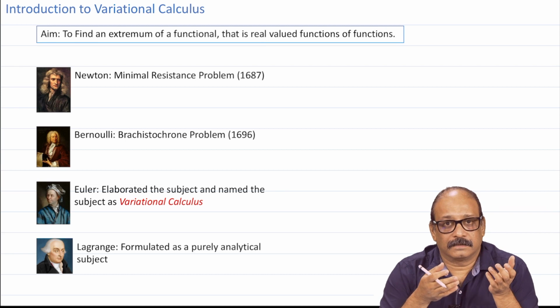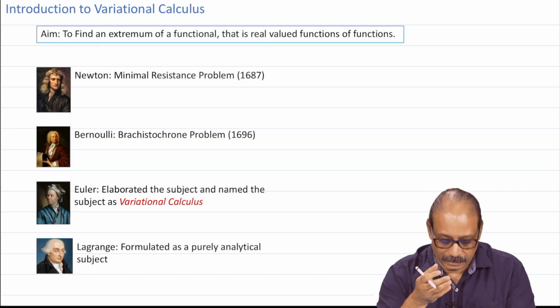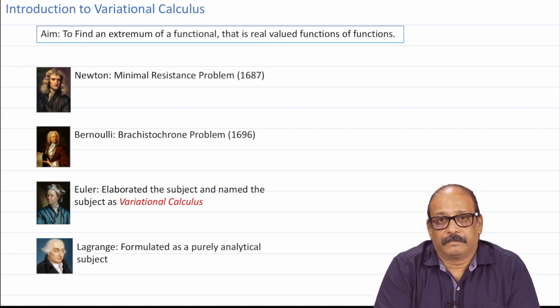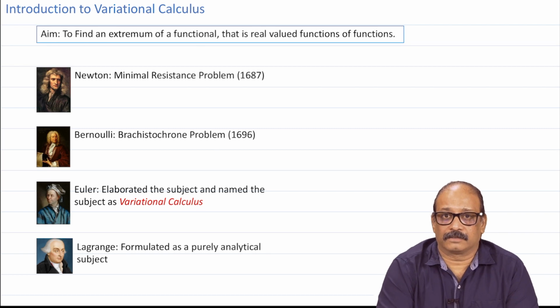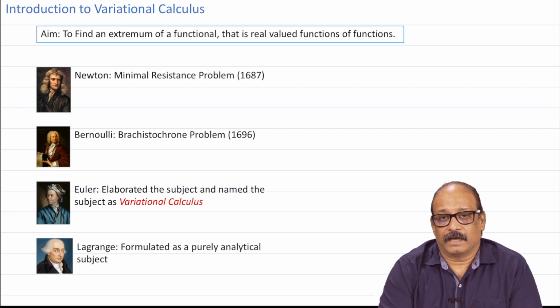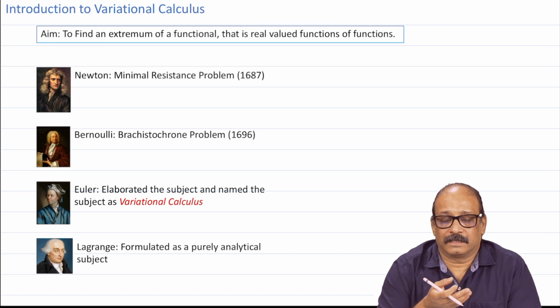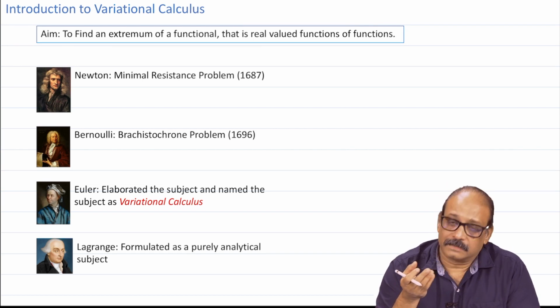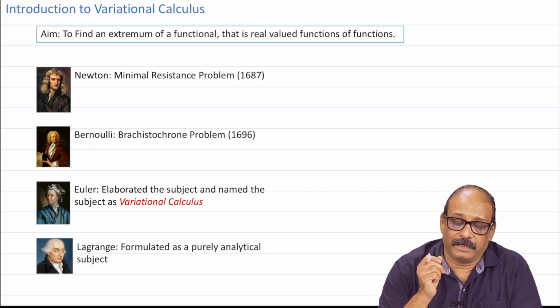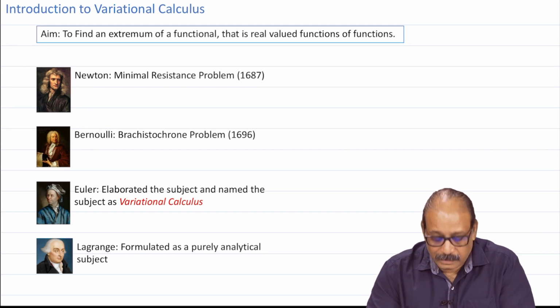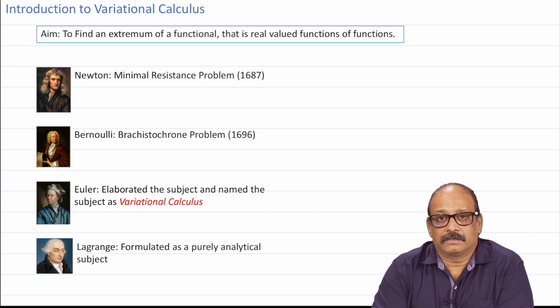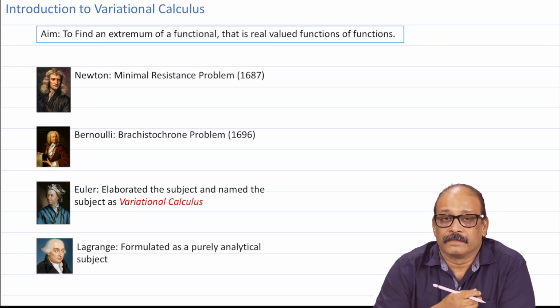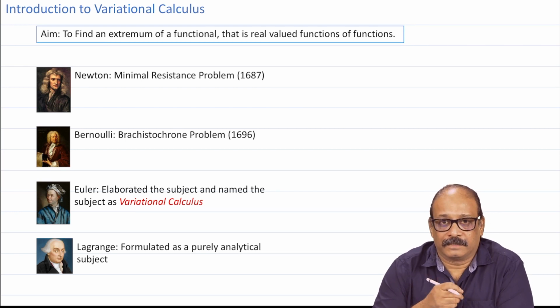After that, about 10 years later, Bernoulli posed his famous brachistochrone problem, and he posed it as an open challenge, and eventually Newton also solved it. This is very interesting reading. And then finally, Lagrange and Euler also worked extensively on this, and Euler is the one who actually coined the name variational calculus.